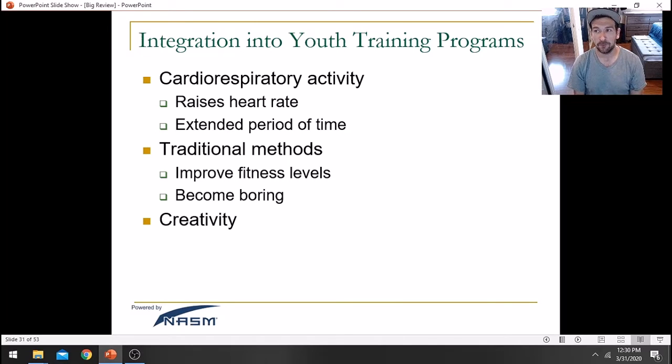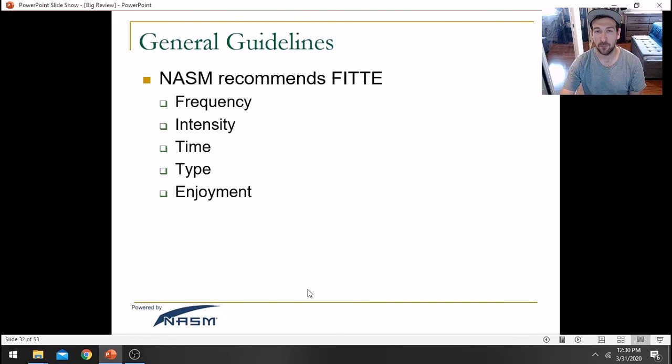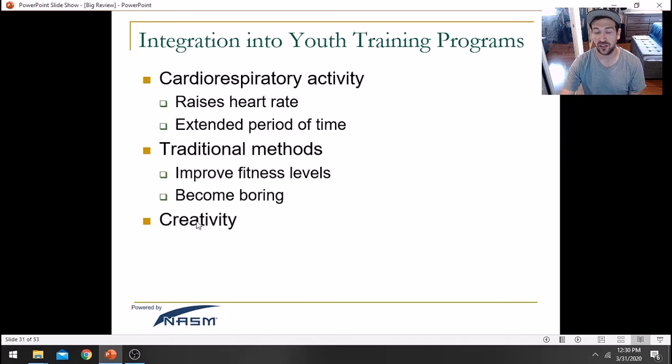sometimes they can get a little bit boring, so we want to be a little more creative, and that's where circuit training comes in. Circuit training can be a really non-traditional method that is also really effective. Basically, you're just going to do strength training with limited rest, and that's going to feel exactly like cardio.